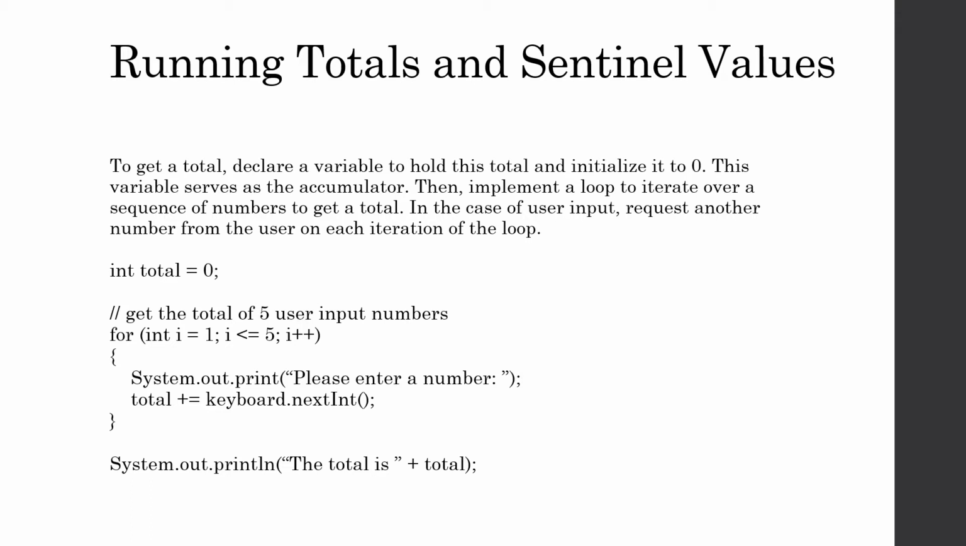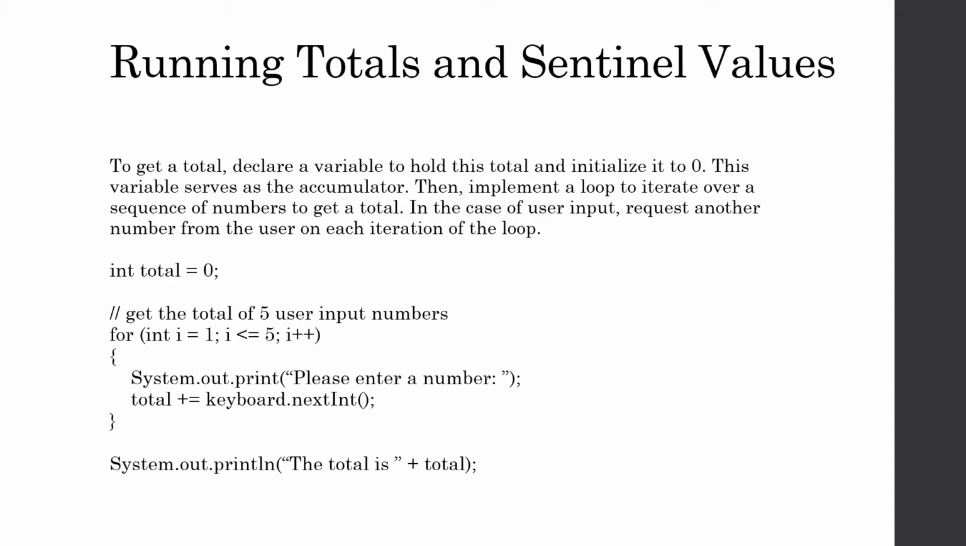Okay, so now we're going to take a look at being able to calculate a running total and also being able to use what are known as Sentinel values with our loops. So to start off with, we'll take a look at getting a total where we know the number of items that we are going to be adding together.